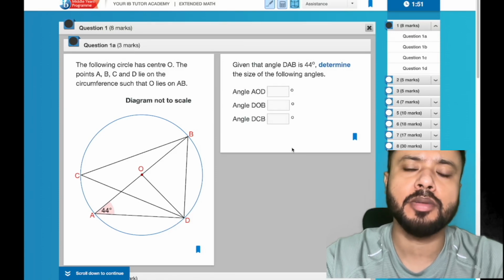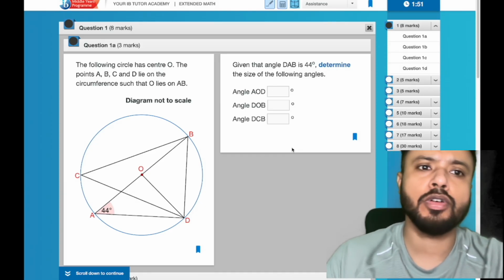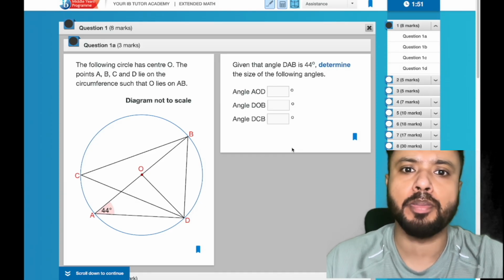This is the MYP Extended Math eAssessment which happened in May 2024. So today we are going to do question number 1 asked in the paper.